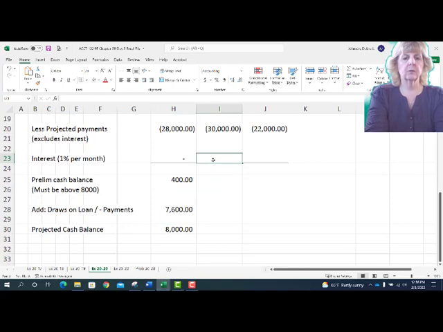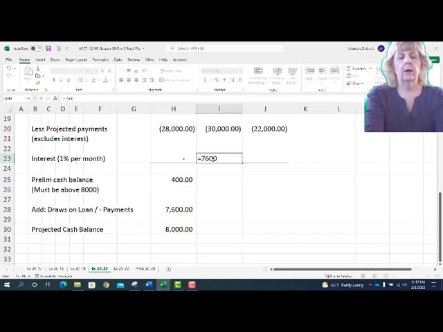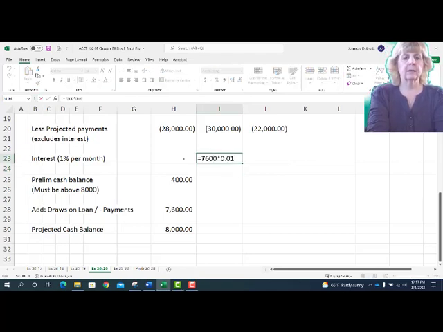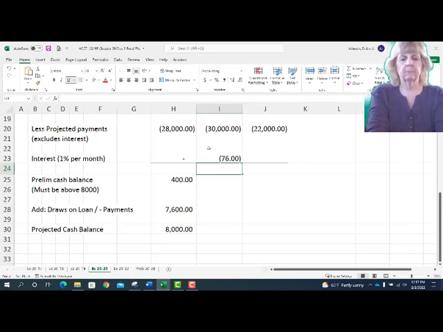In fact, I might as well go in there and put in the payment of interest. That would be the $7,600 that we just drew on at 1%. And I would like a minus sign in front of that so it's taken out properly. So that was just kind of a side, fill it in as you go. So let me get back to where I was.